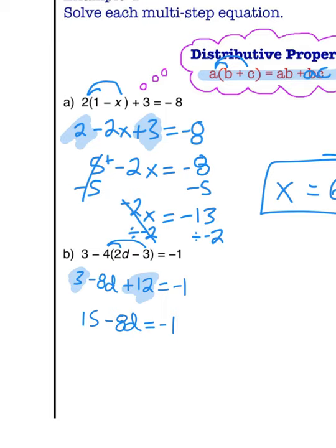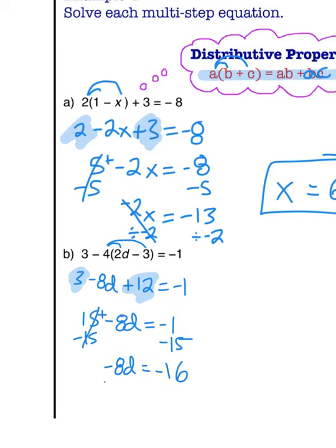Now just like I did in the last one, I'm going to think of this as a plus negative 8d, and now we're going to solve it. So I can undo that addition by subtracting 15 from both sides. The 15's on the left cancel out. So now I have negative 8d equals negative 1 minus 15. It's going to be negative 16.